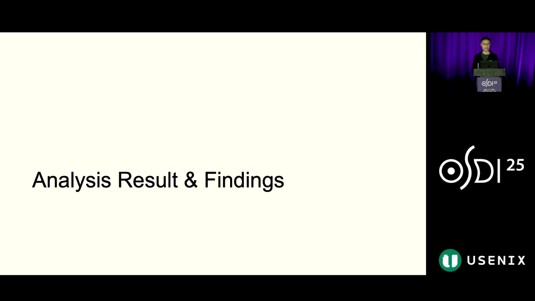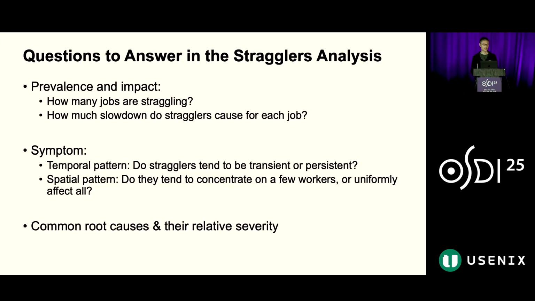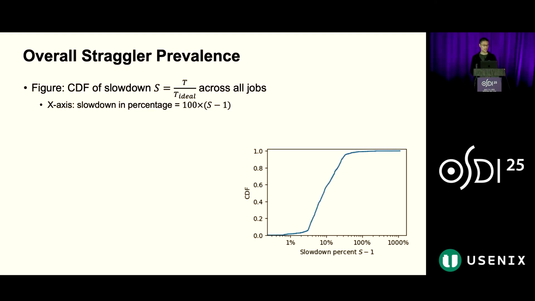So now let's look at some analysis results and the findings. In our analysis, we answered the following questions about stragglers. First is the prevalence and impact of stragglers, then the symptoms of stragglers, and the common root causes and their relative severity.